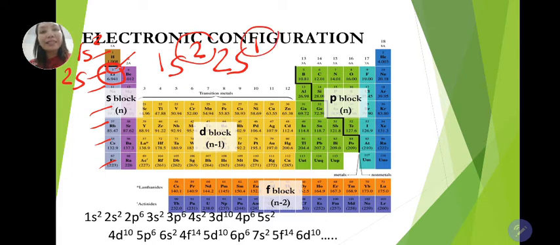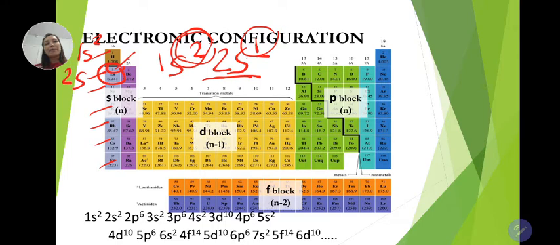So ano yung valence electron niya? Ilan yung valence electron? I mean, ito yung highest energy level. So we have 1 valence electron and we have 2 core electrons. Okay?